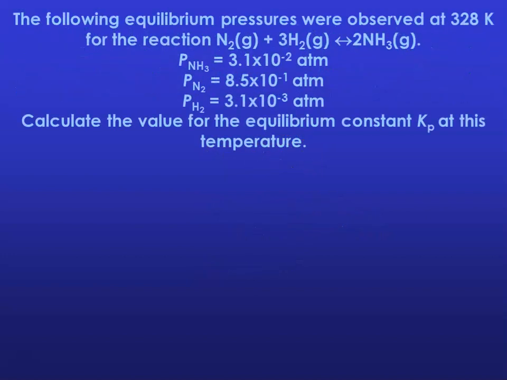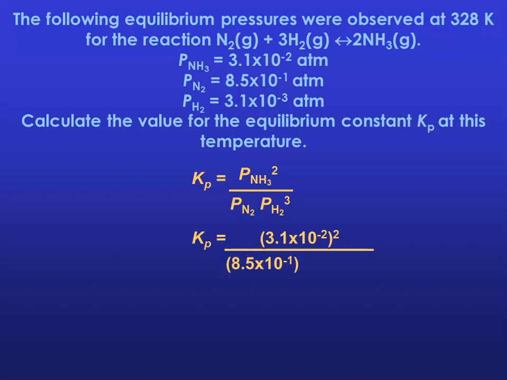Here we're given some partial pressures for forming ammonia from nitrogen and hydrogen. We're going to calculate Kp. Since we have pressures, we would write our Kp expression in terms of partial pressures, ammonia squared being the product, nitrogen and hydrogen cubed being the reactants, products over reactants, coefficients giving us our exponents.